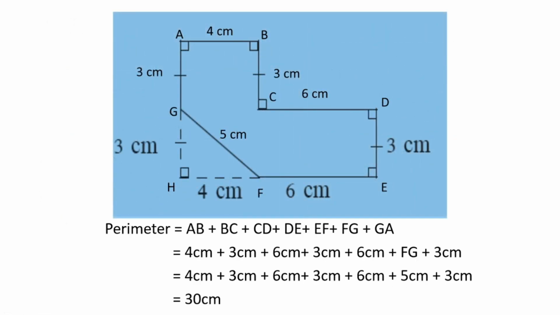So now that we know FG, we know all the sides of this figure. So we can easily calculate the perimeter of this figure. Side AB is 4 centimeters, BC is 3 centimeters, CD is 6 centimeters, DE is 3 centimeters, EF is 6 centimeters, FG is 5 centimeters, GA is 3 centimeters. So by adding all the lengths, you can get a perimeter which is 30 centimeters.